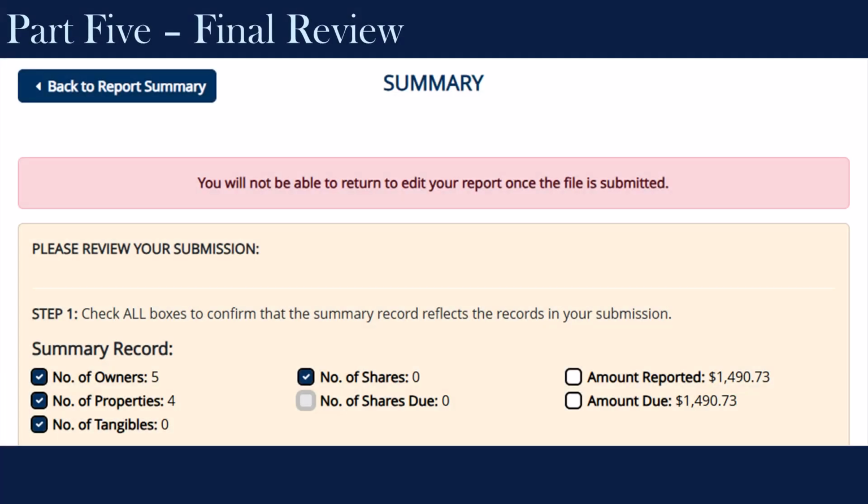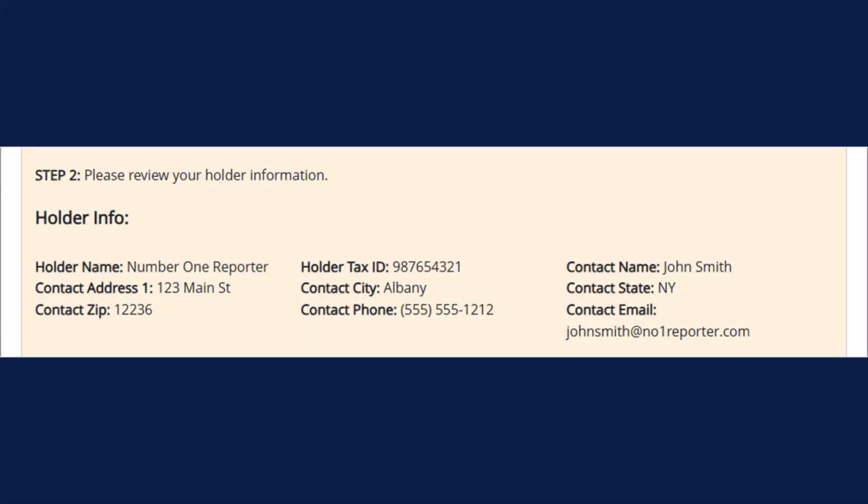Part 5, Final Review. Selecting the Final Review button brings you to the Summary page, where you will review your submission by following the 4 steps outlined on this page. Step 1. Check all the boxes to confirm the summary record reflects the records in your report. Even when the number or amount is 0, the box must be checked in confirmation of that total, or the report cannot be submitted.